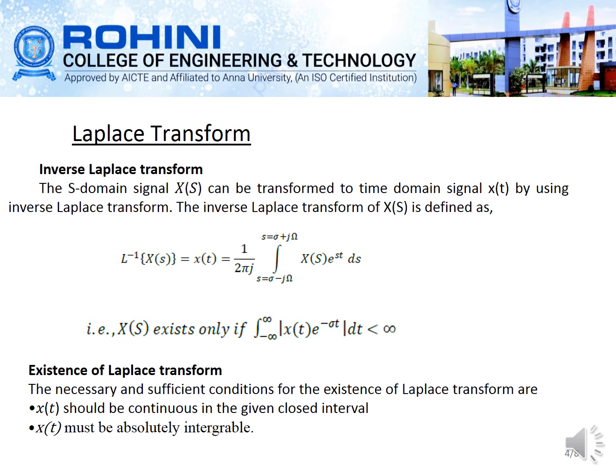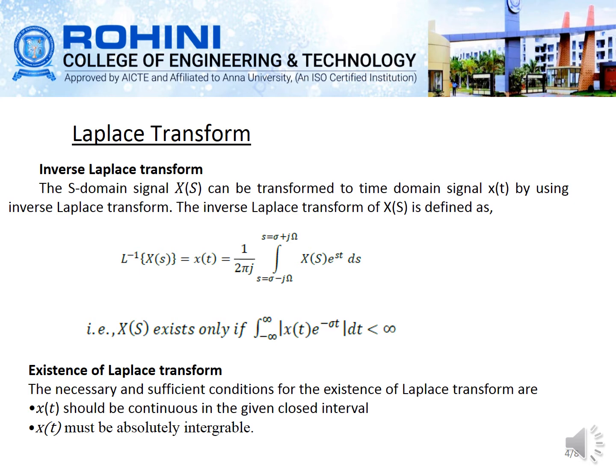The s domain signal X of s can be transformed to the time domain signal x of t by using the inverse Laplace transform. The inverse Laplace transform of X of s is defined as L inverse of X of s equal to x of t, which can be given as 1 by 2 pi j integral from s equal to sigma minus j omega to s equal to sigma plus j omega of X of s into e power st into ds, where x of t exists only if integral from minus infinity to infinity of modulus of x of t e power minus sigma t into dt is less than infinity.